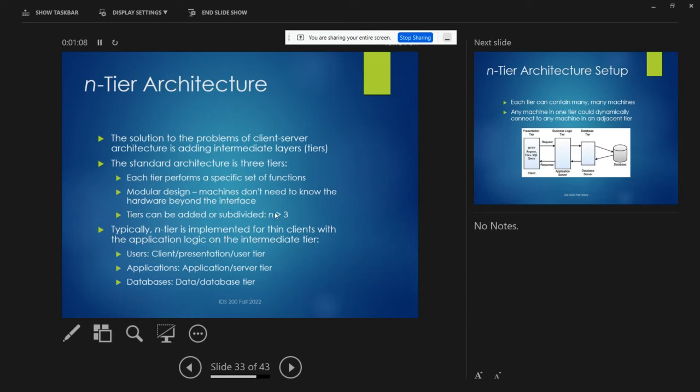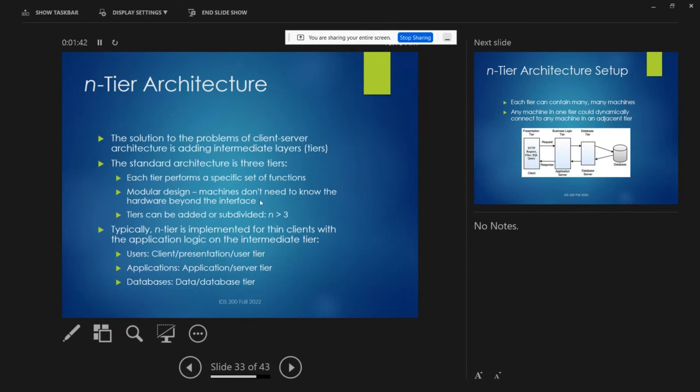And tiers can be added or subdivided, so it is possible to have n more than 3. One thing you might do, for example, is deploy modules of applications. Rather than provide a complete copy of MS Office multiple times to every machine, you might say, we're going to have 100 copies of MS Word and 500 copies of Excel and 50 copies of Access, stuff like that. And there could be another tier that controls which application modules are pulled and deployed at any given time on which machines.